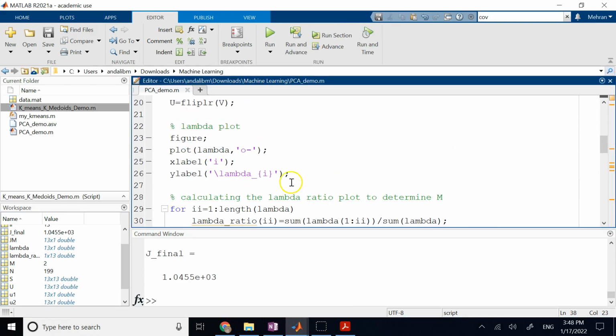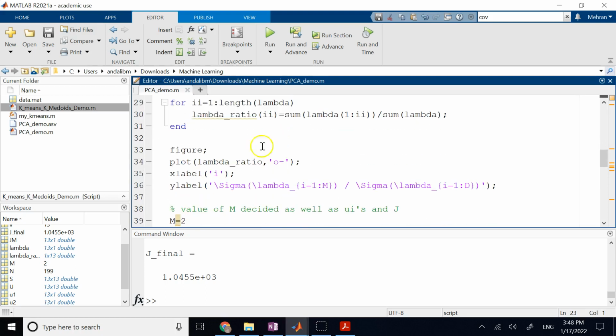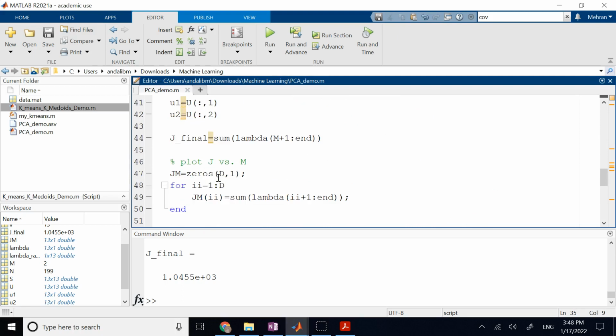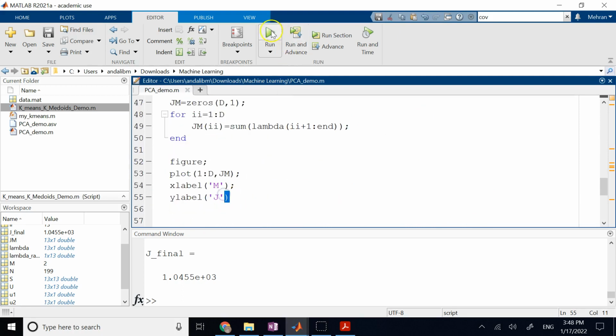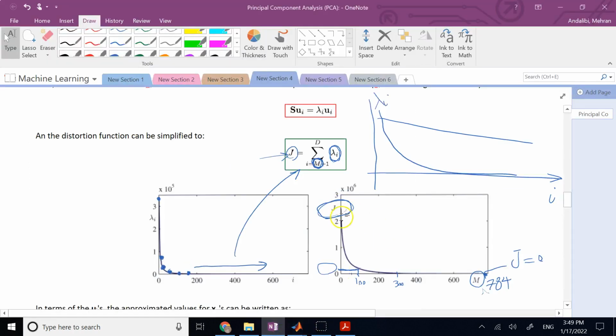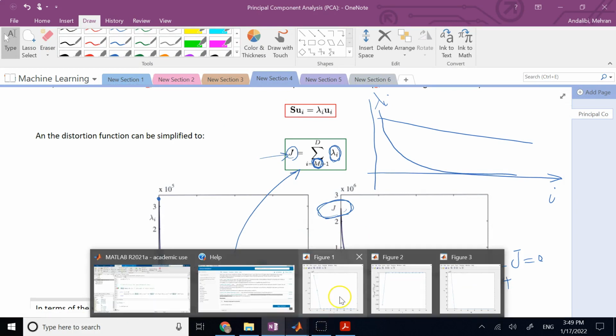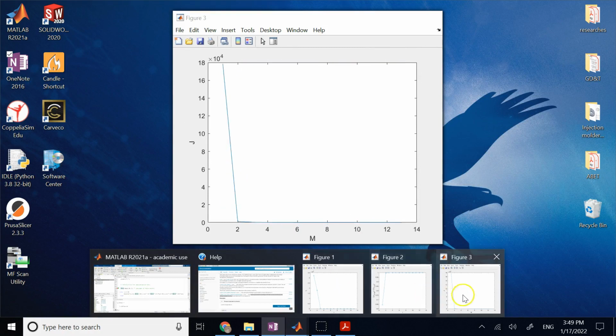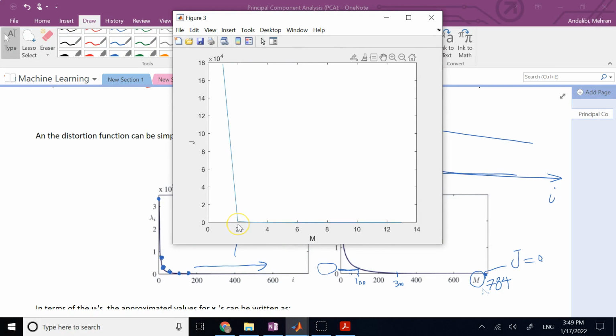Okay, so I just added those. This is a plot for the lambdas that you can see. This is the ratio plot, and this is the plot of J versus M. So if I run it now, you should be able to see all of the plots. This is the plot of J versus M. For this case, you can clearly see that it is not going to go down gradually. For a set of image data, it might take a lot more, but for this case, you clearly see that at about M of 2, it literally goes down to 0. So the choice of M equal 2, you can clearly see from this plot.